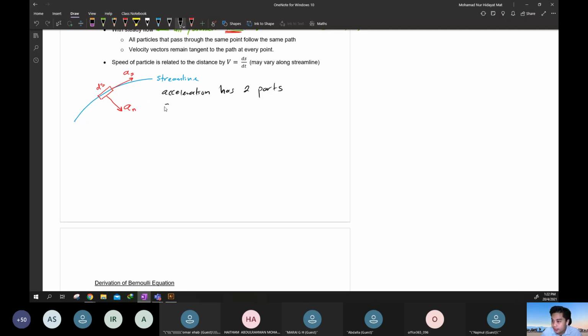AS we call the streamline acceleration. AN is the normal acceleration. How to get the normal acceleration? This is basically the formula: AN is equal to V squared over R, where R is the radius of curvature. So when the question asks how to get the normal acceleration, it is the velocity in the ds direction divided by the radius of curvature.